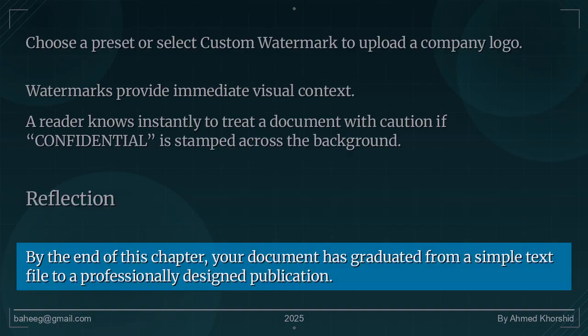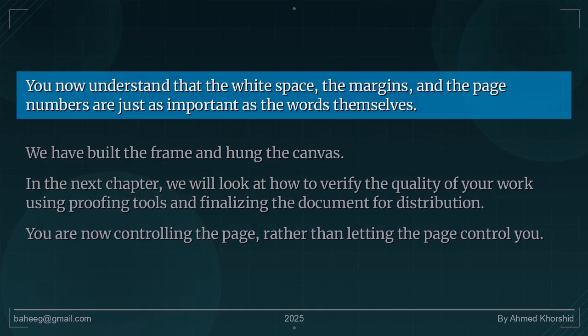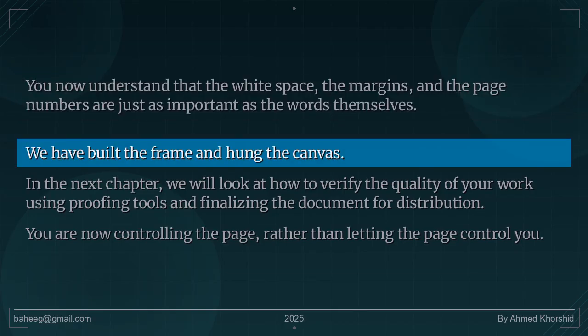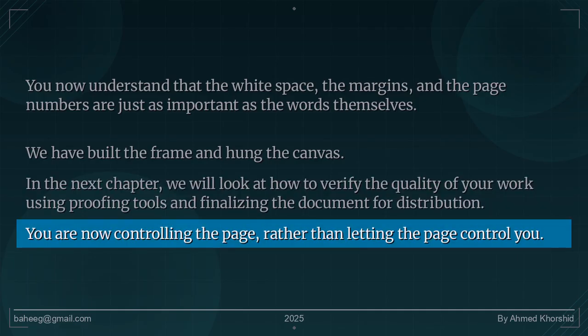Reflection. By the end of this chapter, your document has graduated from a simple text file to a professionally designed publication. You now understand that the white space, the margins, and the page numbers are just as important as the words themselves. We have built the frame and hung the canvas. In the next chapter, we will look at how to verify the quality of your work using proofing tools and finalizing the document for distribution. You are now controlling the page, rather than letting the page control you.